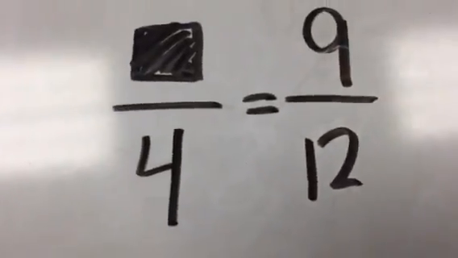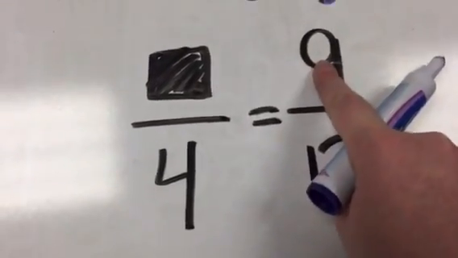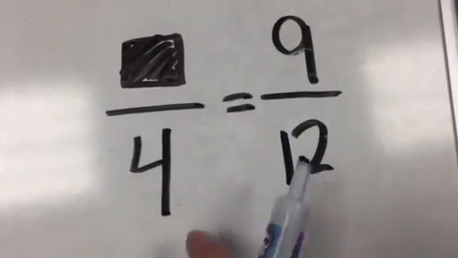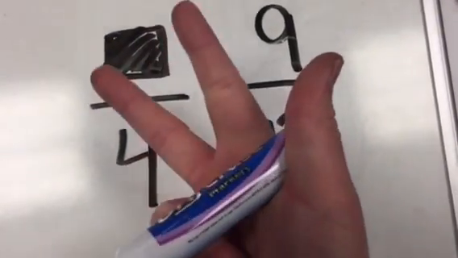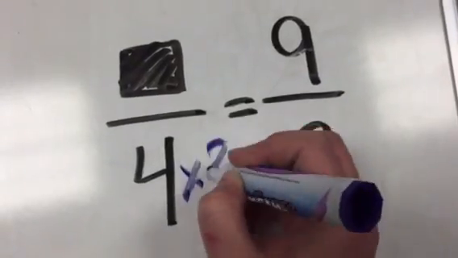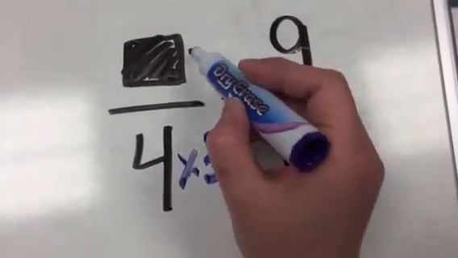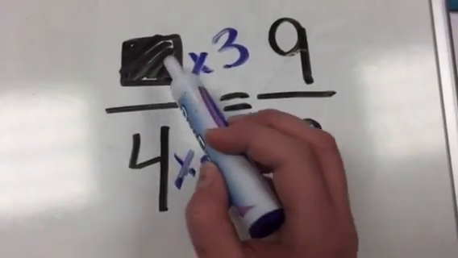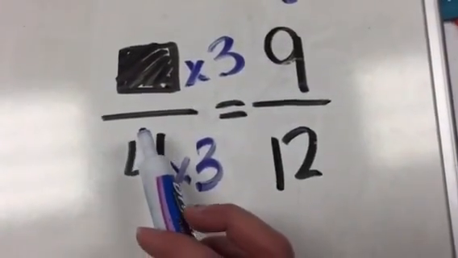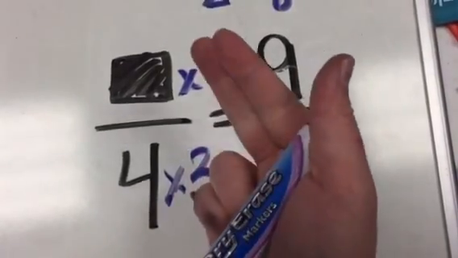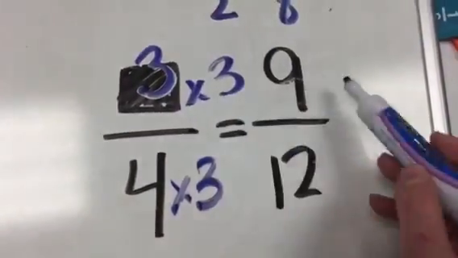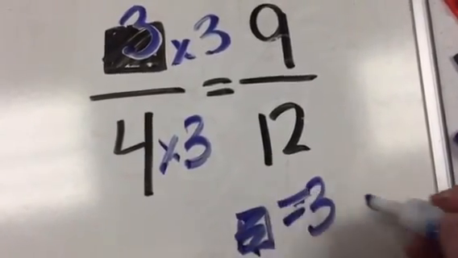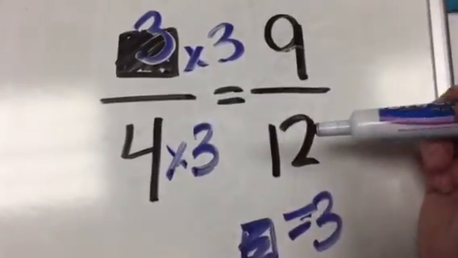Let's try this one. Can I get from box to 9? No. But can I get from 4 to 12? Yeah. 4 times what is 12? 4, 8, 12. 4 times 3. So if I do times 3 down here, that means I can do times 3 up here. 4 times 3 is 12. What times 3 gets me to 9? 3, 6, 9. 3 times 3 gets me to 9. So my box is equal to 3. Okay? 3/4 is equal to 9/12.